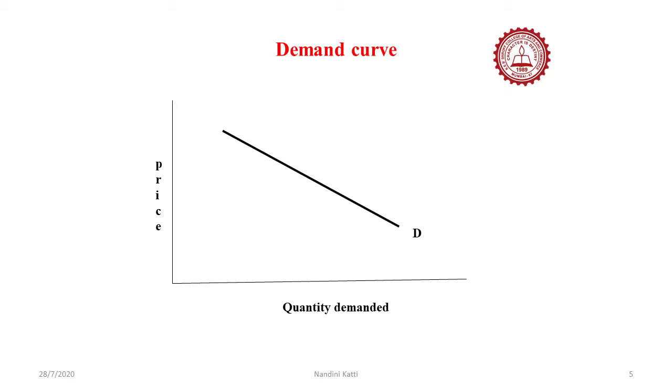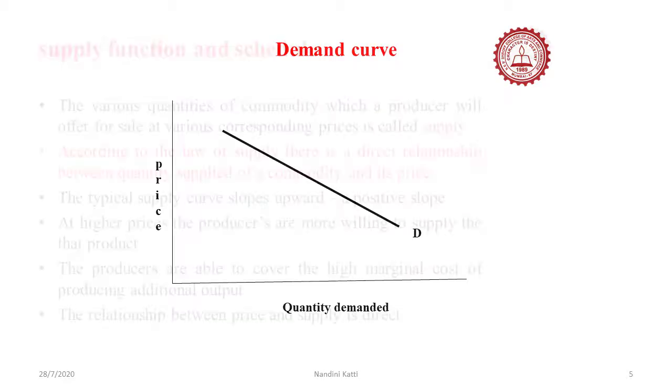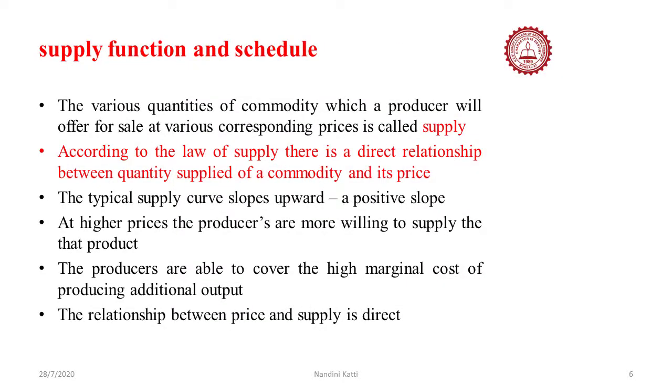And when represented on an x and y axis diagram, we get a typical downward sloping linear demand curve expressing the inverse relationship between price and quantity demanded. So when the price is high, the quantity demanded is less, and when the price declines, the quantity demanded also increases. To understand market equilibrium, we also have to understand the supply function.